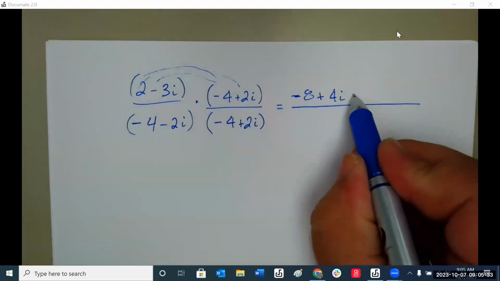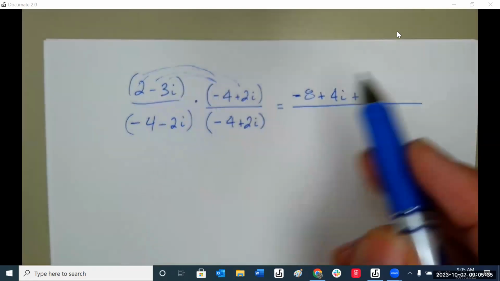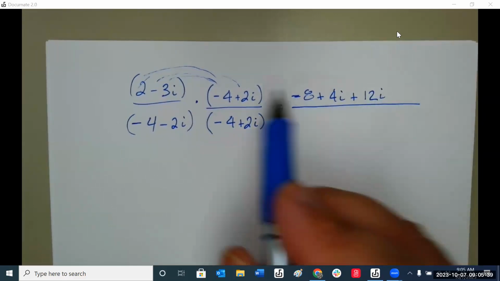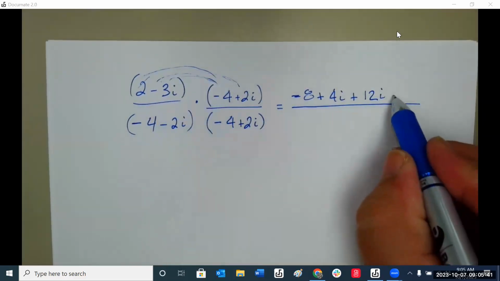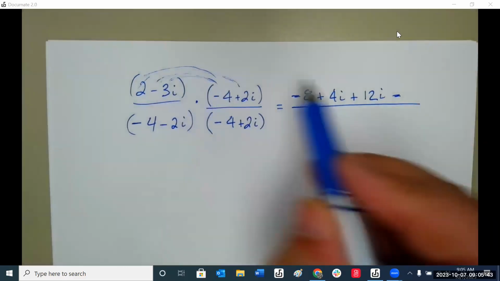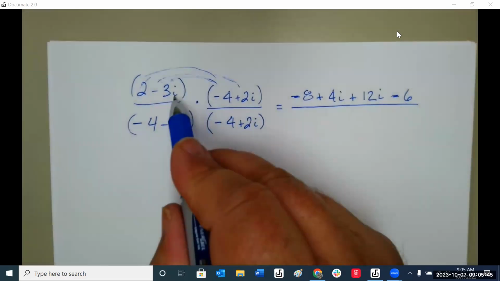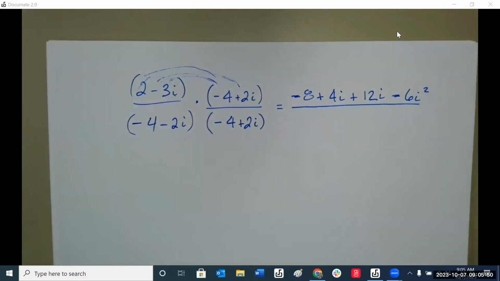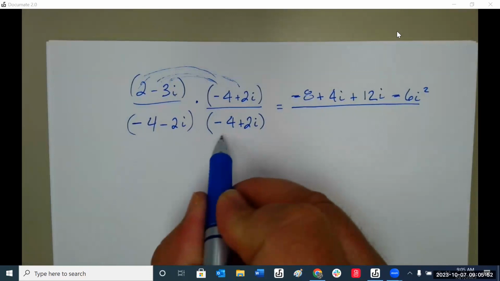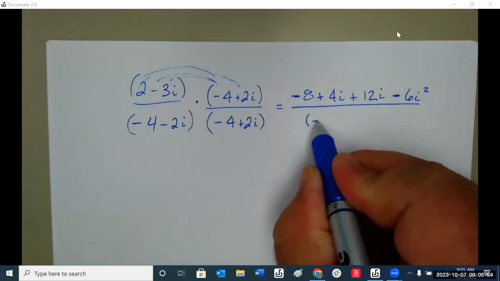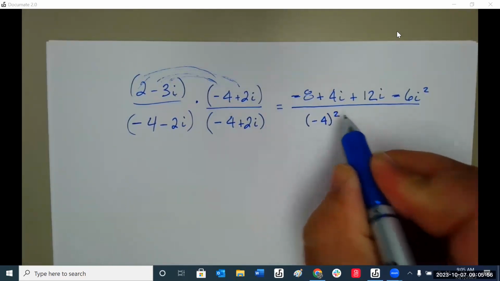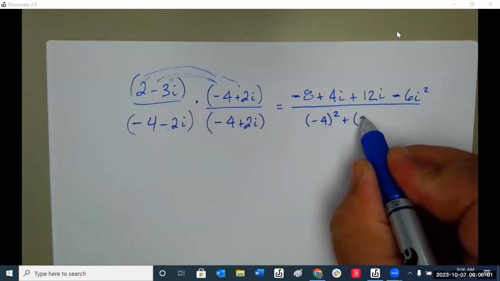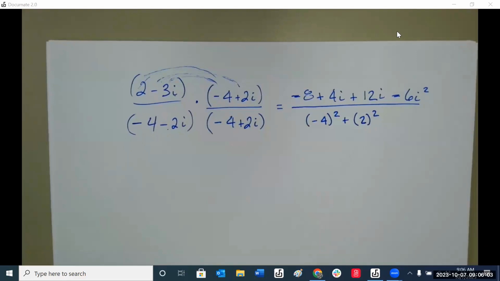Negative times negative is positive. 3 times 4 is 12i. Negative times positive is negative. 3 times 2 is 6. i times i is i squared. And on the bottom, since they're conjugates, we take the first number, square it, and the second number, square it.